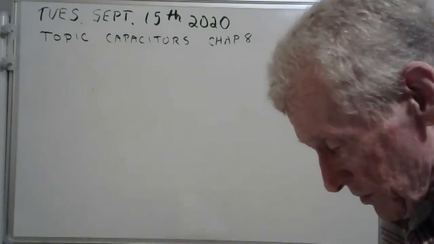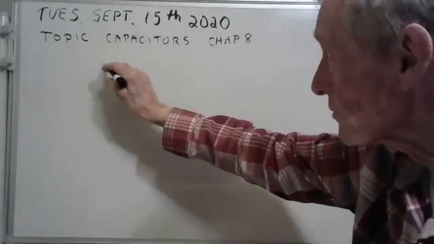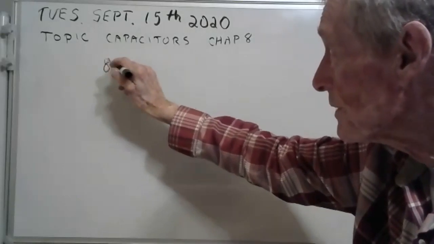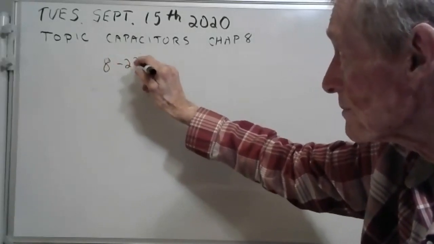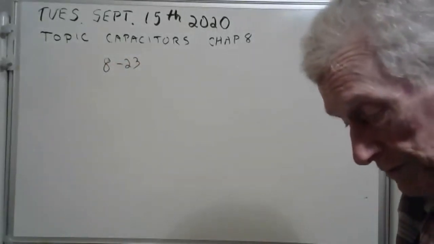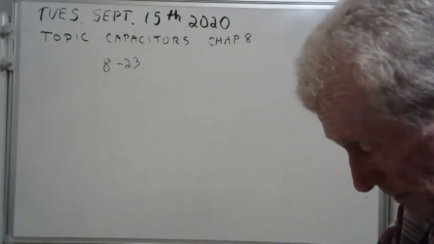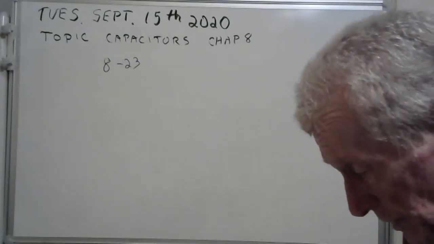Totally organized. Yeah, here's one. This is 823. It's in your book, and we're going to do it. Here goes. You've got to find it first. 823.